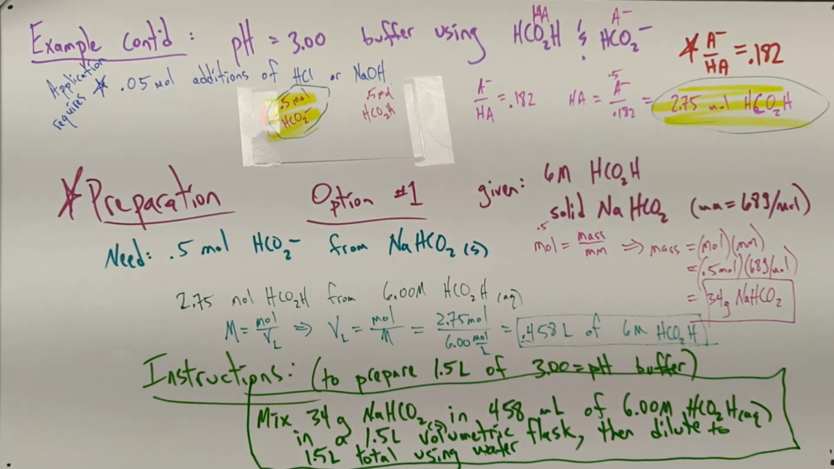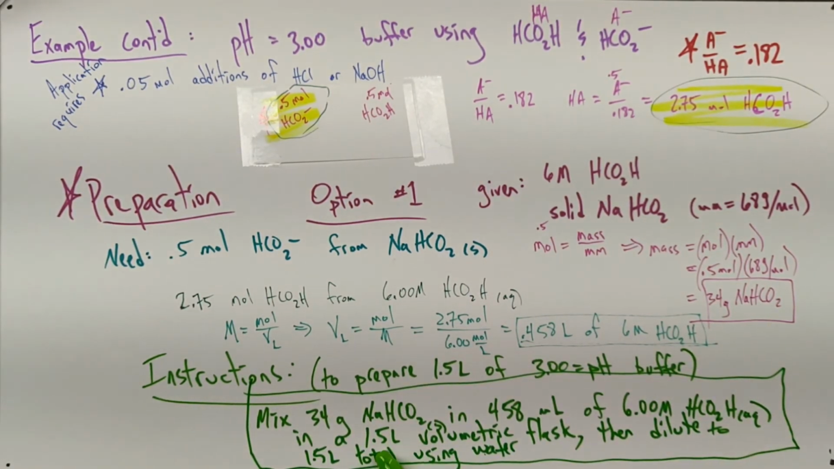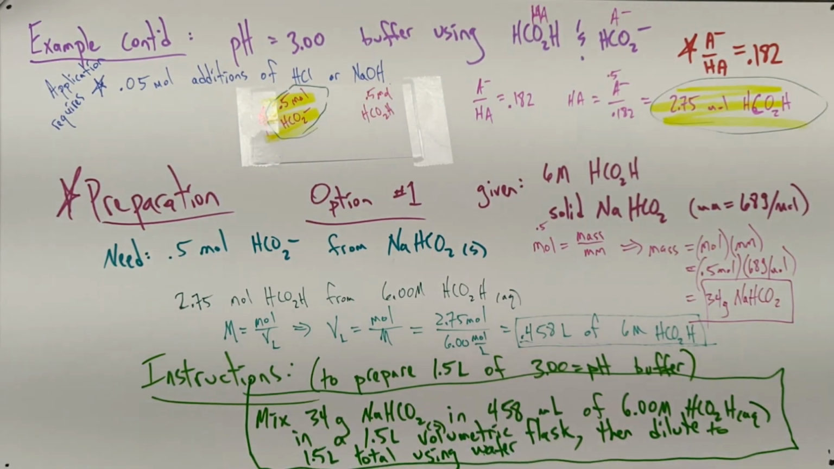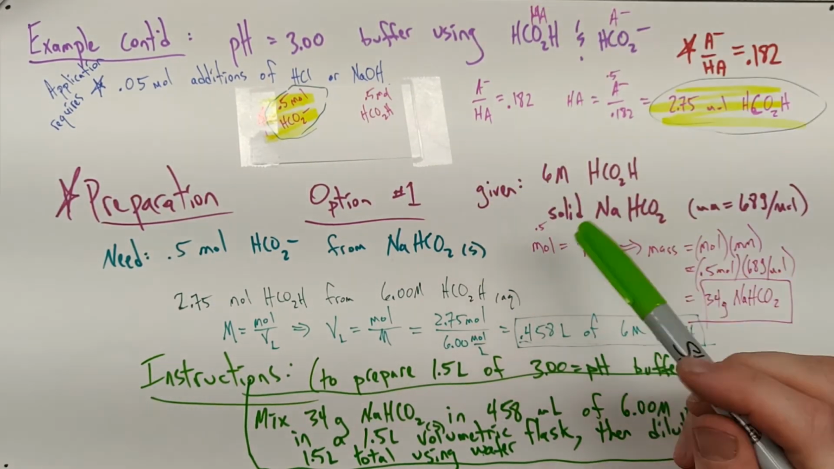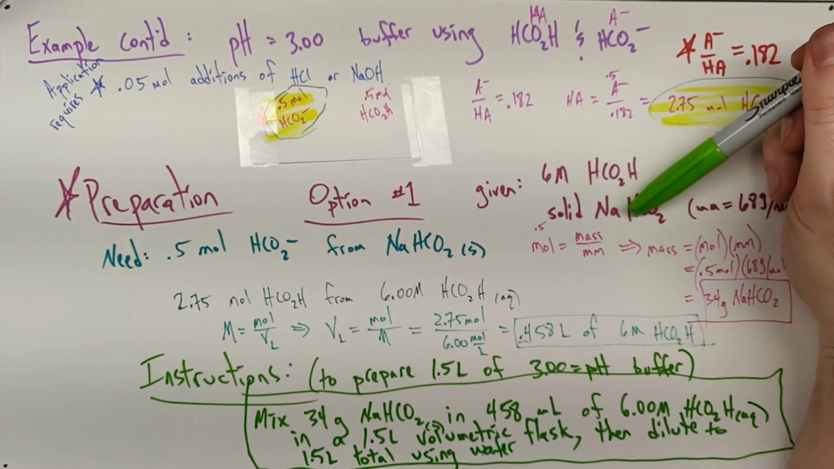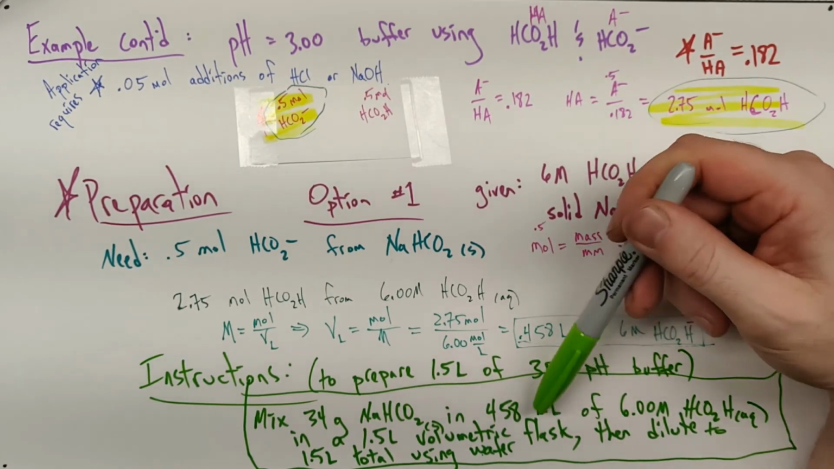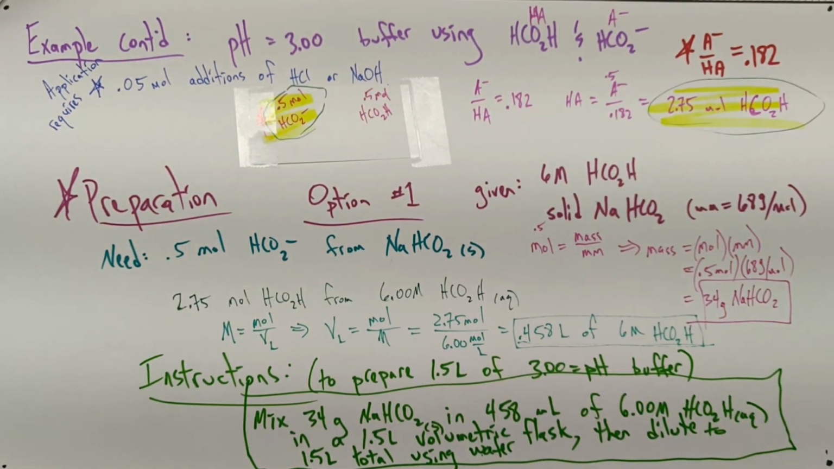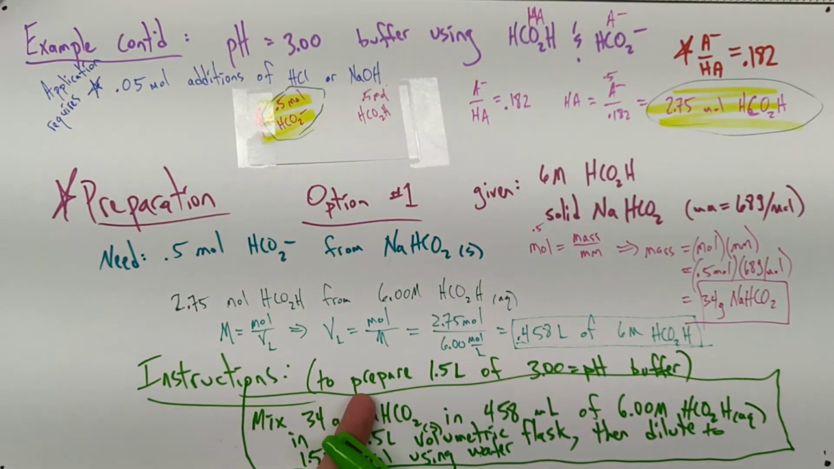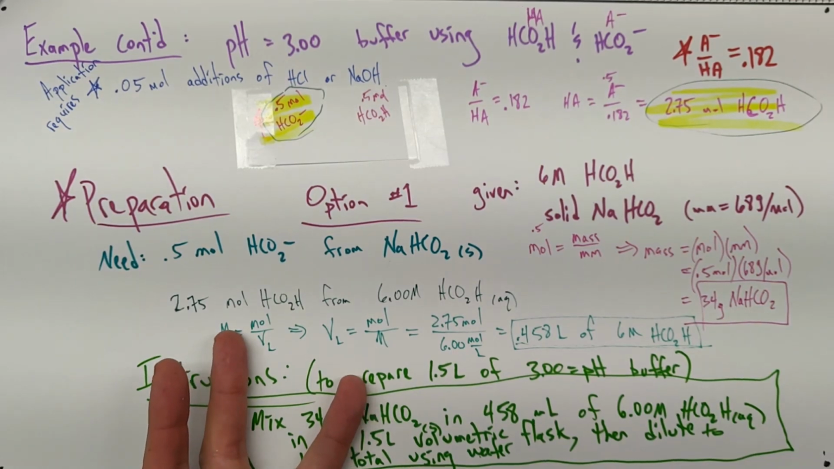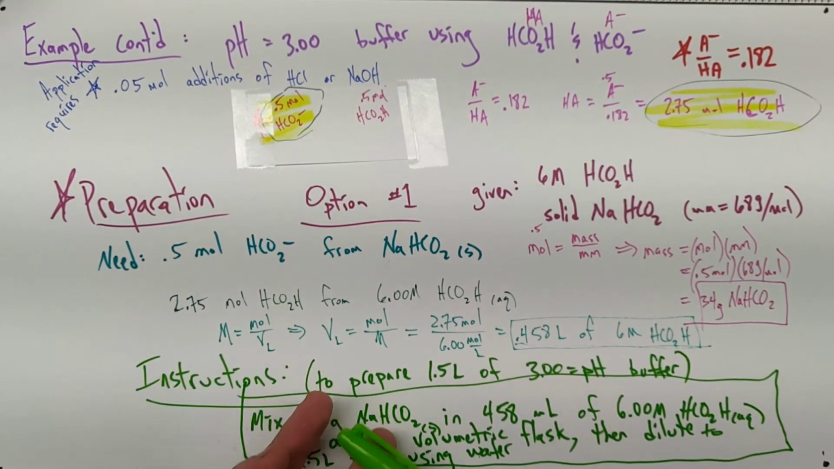Now take note, that would have worked if I wanted to make 0.5 liters, just use a different size volumetric, because the mole ratio is all that matters. So once again, our option 1 here is to do brute force, where we just get some amount of our conjugate, get some amount of our acid, and mix them together and dilute to the line. So there is a set of instructions for that. Now let's look at the scenarios where you could add strong acid to the conjugate base in excess, or strong base to the conjugate acid in excess.